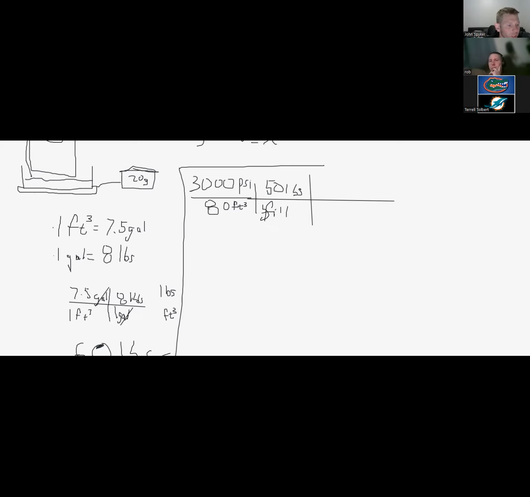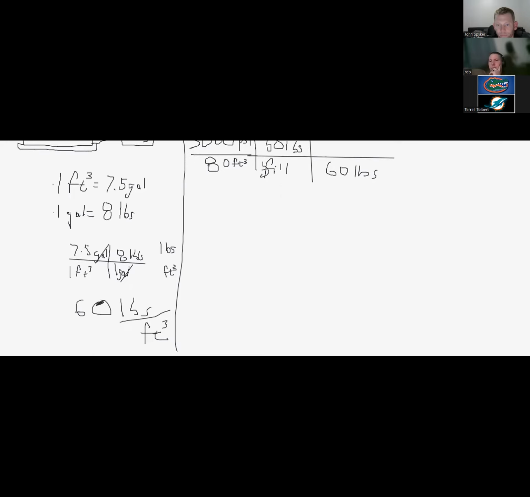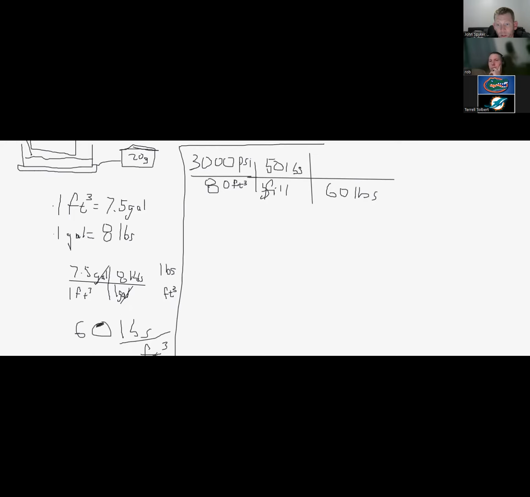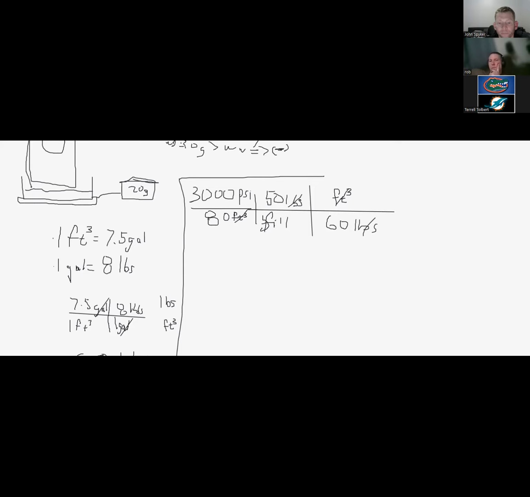And now we can put the 60 pounds per cubic foot. I didn't know any equations for that. I just used unit analysis. Now I cross out my cubic feet, my pounds, and I just have PSI per fill.